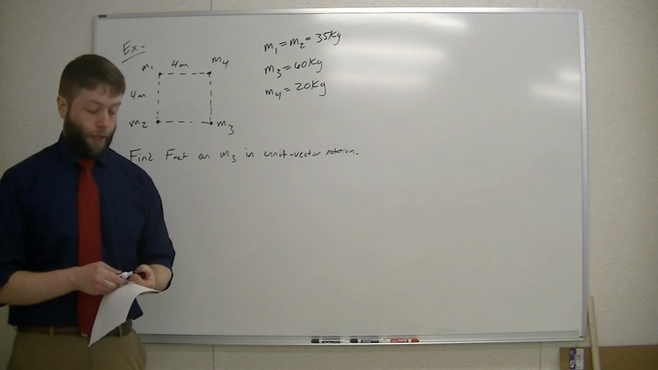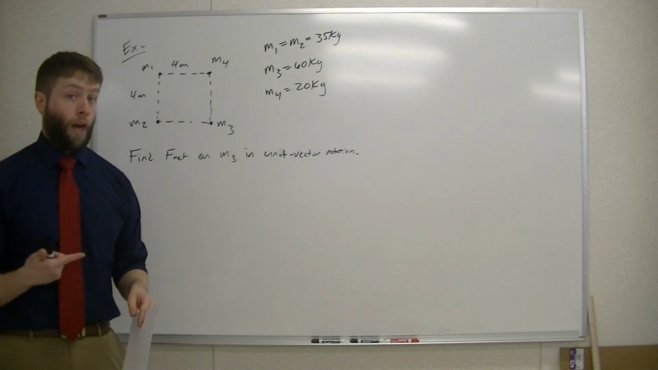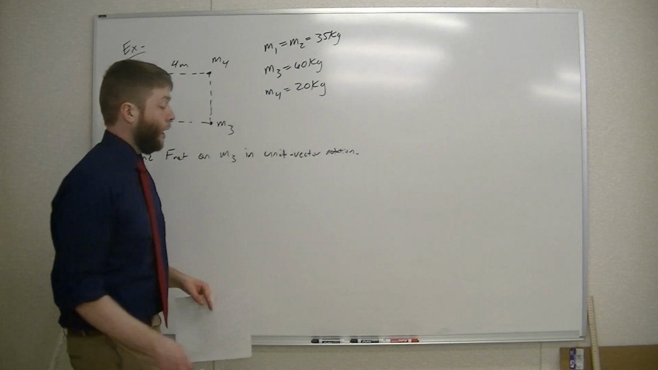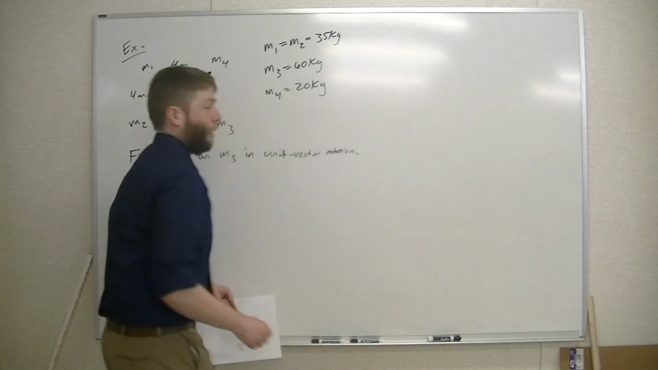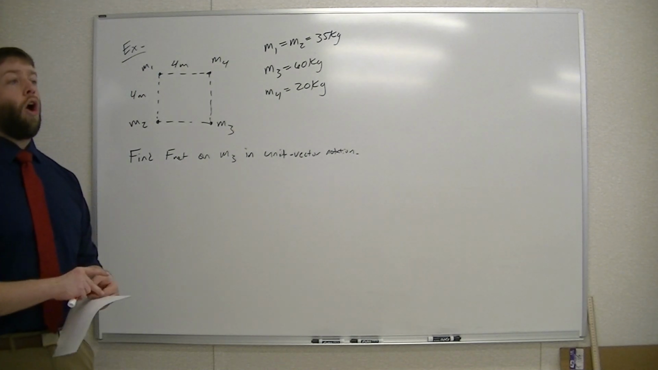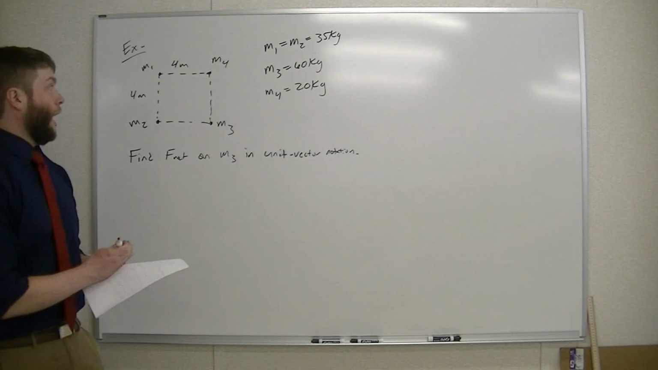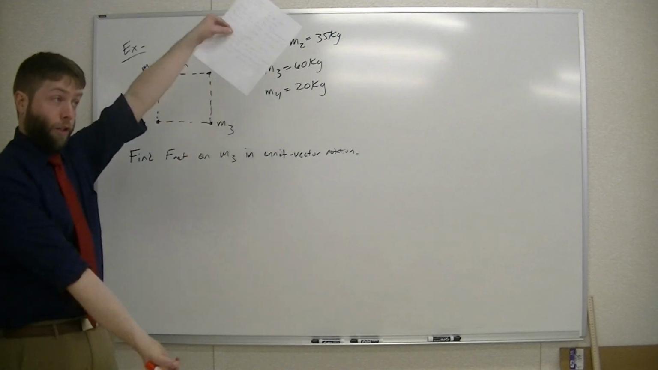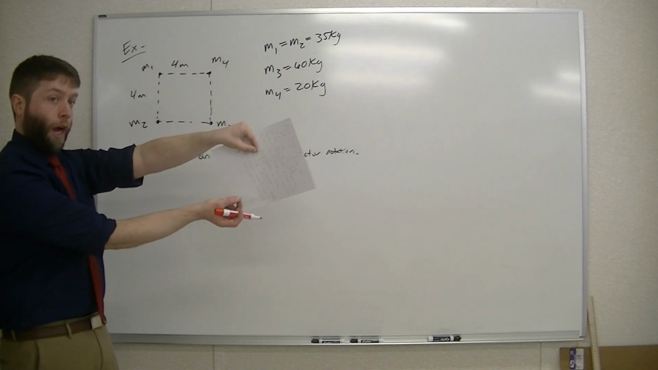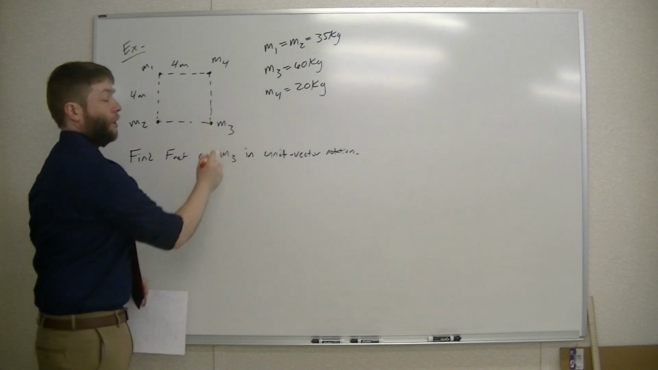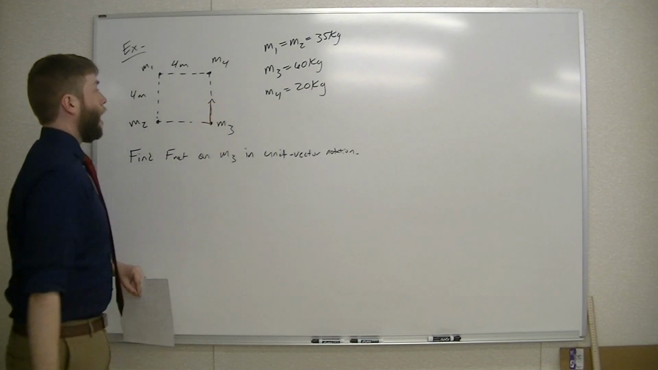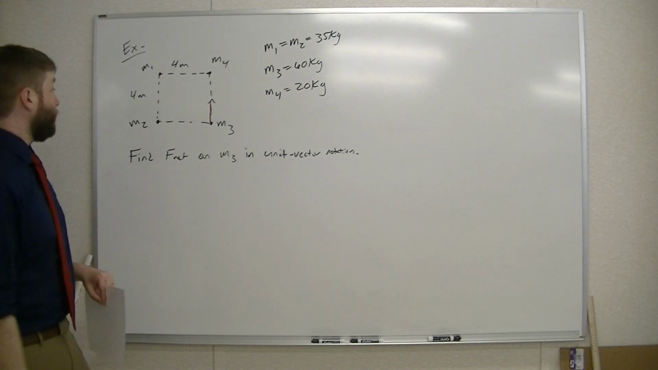Before we do anything, and again, you can pause if you want to try this problem first and then watch my explanation, so go ahead and do that. Before I do anything in this problem, I'm going to analyze the direction of all the forces, just to take a look at it. So M4 is going to pull up on M3. They're going to attract each other because of the force of gravity. We are interested in the force of gravity on M3, so M3 is going to be pulled up by M4.